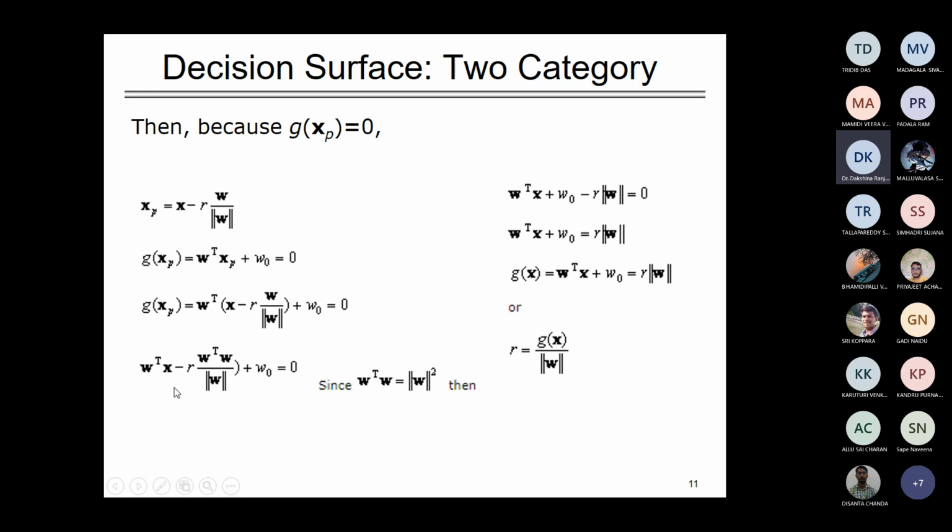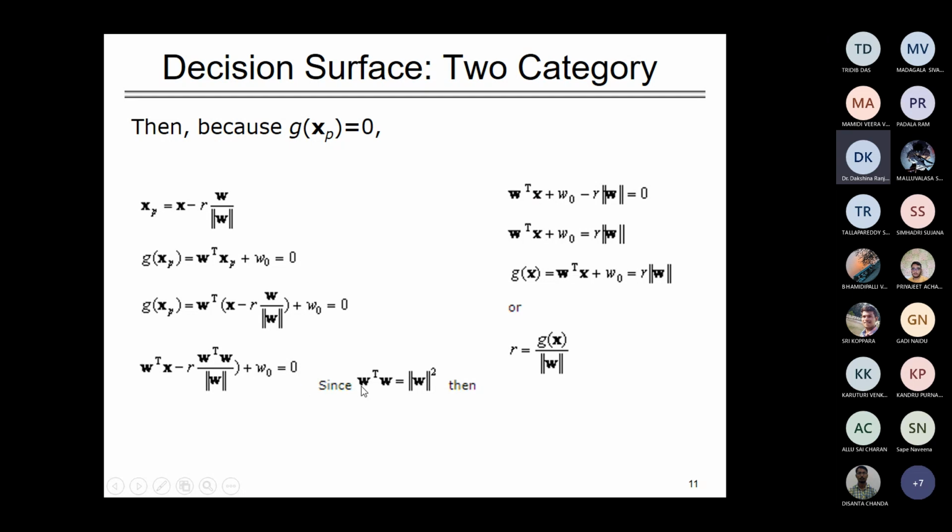So from here we can write w^T x minus r times w^T, making a dot product with w, divided by norm of w, plus w0 equals 0.